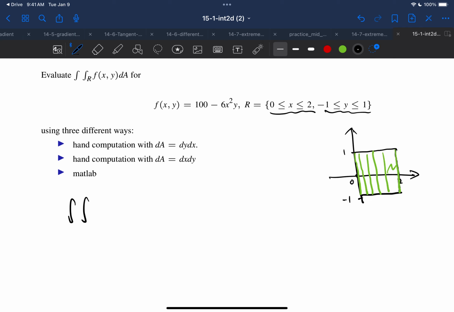So we write the surface first, and then dy dx, but y is running from lower limit -1 to upper limit 1, so from -1 to 1. And then next we run x, which means 0 to 2.